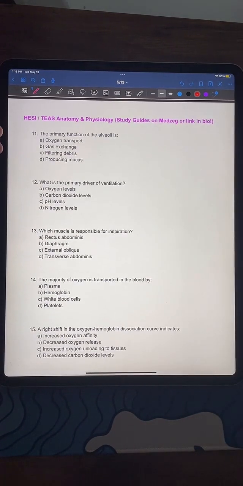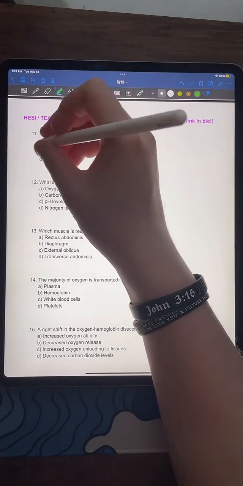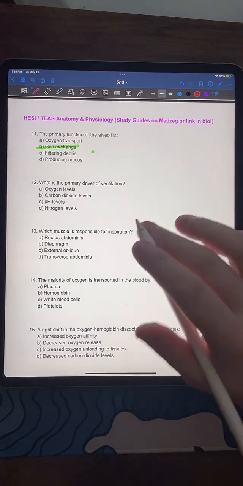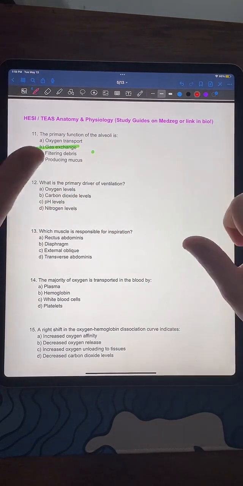Number 11, the primary function of the alveoli is... Fantastic. It is gas exchange. So the alveoli are the tiny air sacs in the lungs. This is where oxygen and carbon dioxide are exchanged between the lungs and the bloodstream.